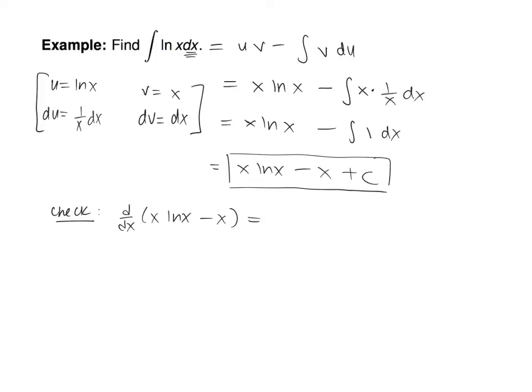Use the product rule. So it'd be 1 times natural log x, plus x times 1 over x. And then what's the derivative of the negative x? Minus 1. And look, you have ln of x plus 1 minus 1 equals ln of x. So that is just verifying for yourself that that actually is the antiderivative of ln of x. Not obvious, right? No.